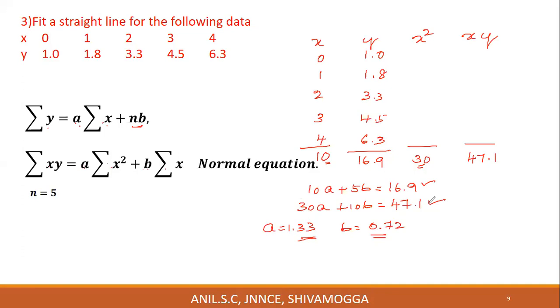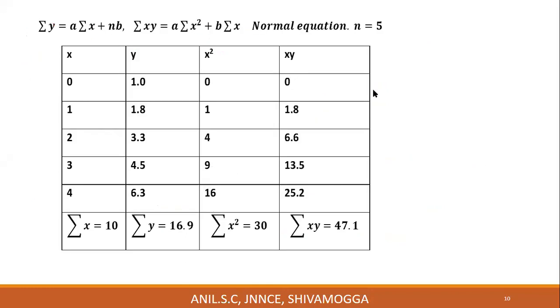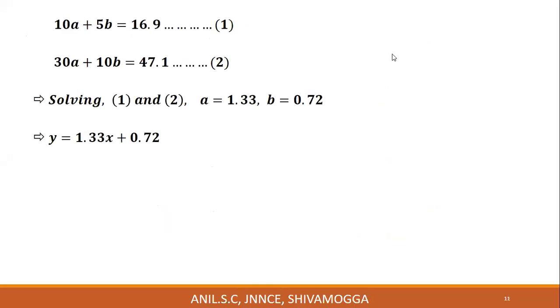Construct the straight line in the form y is equal to ax plus b, where a is equal to 1.33 and b is 0.72. This is the table. You compare the values with which we obtained: summation x 10, y 16.9, x square 30, and xy 47.1, and a is equal to 1.33 and b is equal to 0.72.